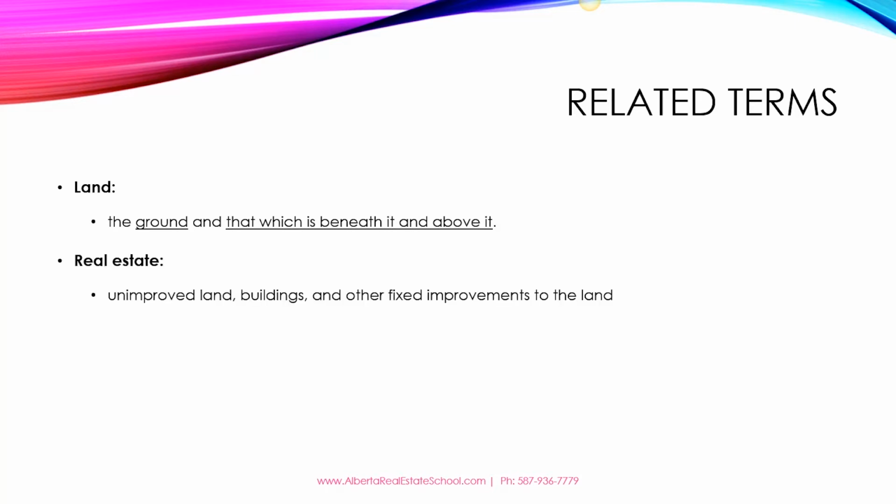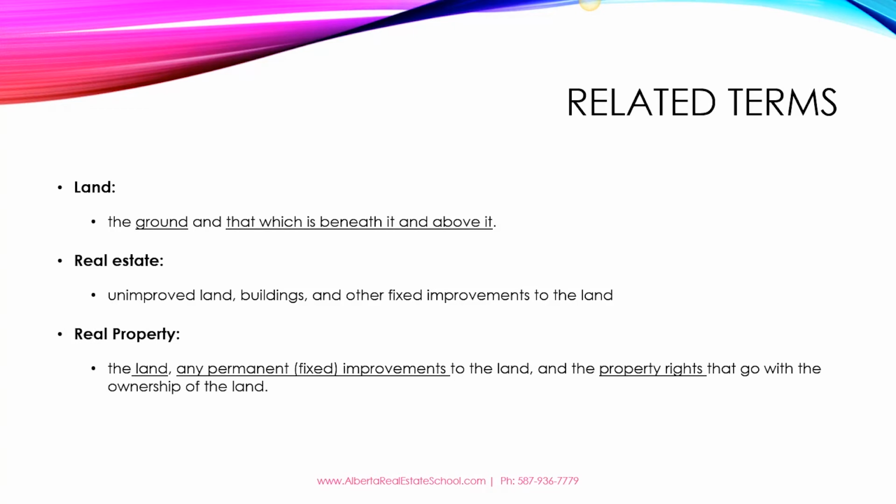And then real estate would be unimproved land, buildings, and any other fixed improvements to the land. And then real property would be land, fixed improvements, and property rights. So these terms are interconnected and basically they build on each other. So we start with the land, then we add the fixed improvements, and that becomes real estate, and then we add ownership rights or property rights, and that makes it real property. So when you have a question on the exam, make sure you're not confusing these terms. So just keep that in mind.